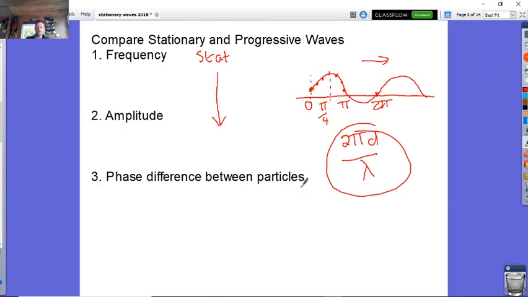Right, I'm going to end this video now, and then I'm going to upload a next video looking at waves on strings and looking at fundamental frequencies. Over and out.